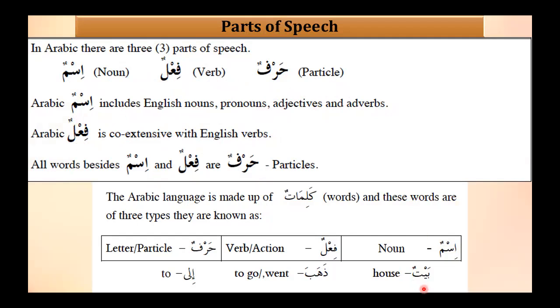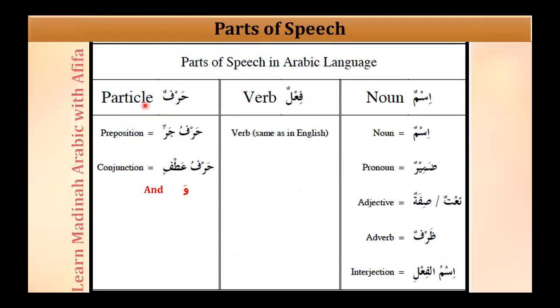So baytun means a house, and it falls in the category of ismun. Dhahaba is a verb. It means to go, went, and verbs will be covered in our future lessons. But just to know the terminology right now, it is a fi'l. And ila means to, it's a preposition, and it falls in the category of harf.